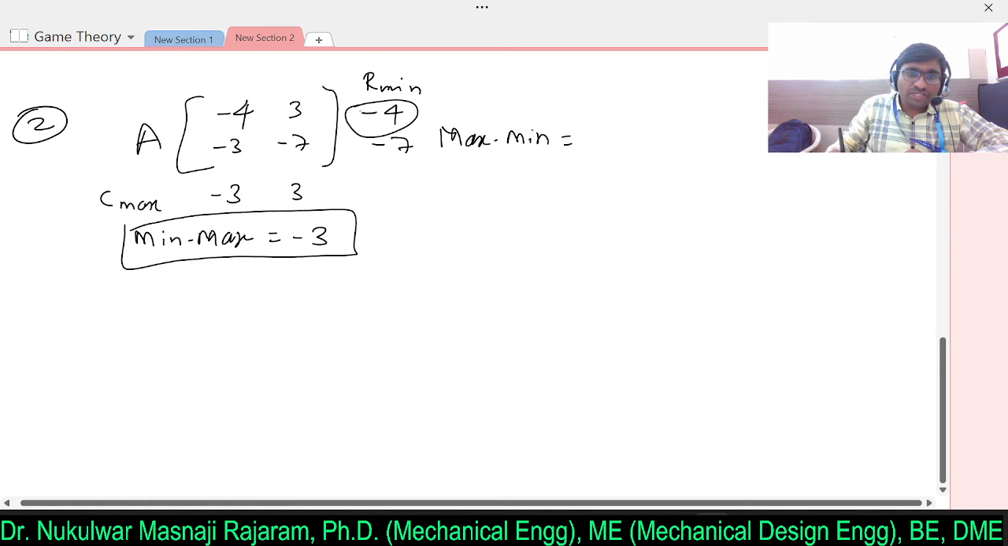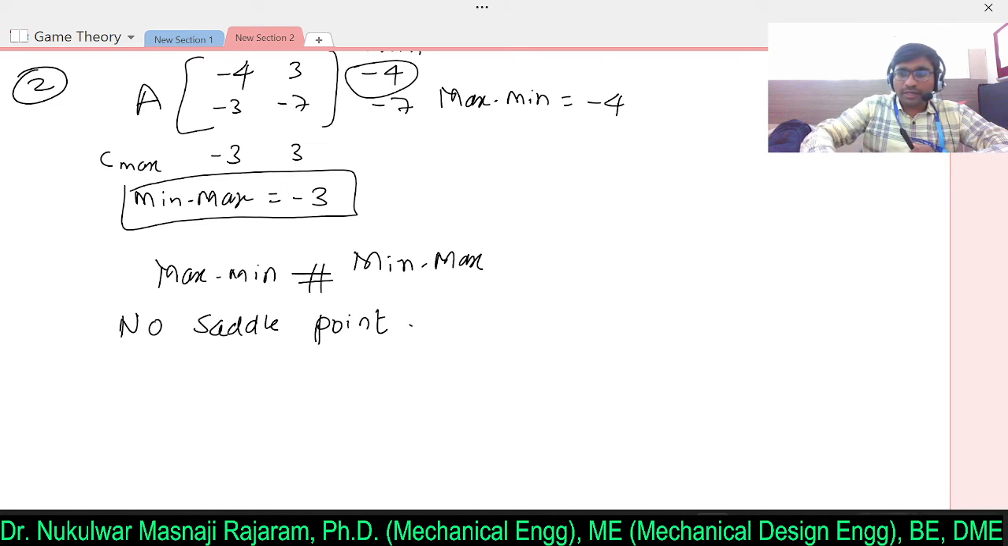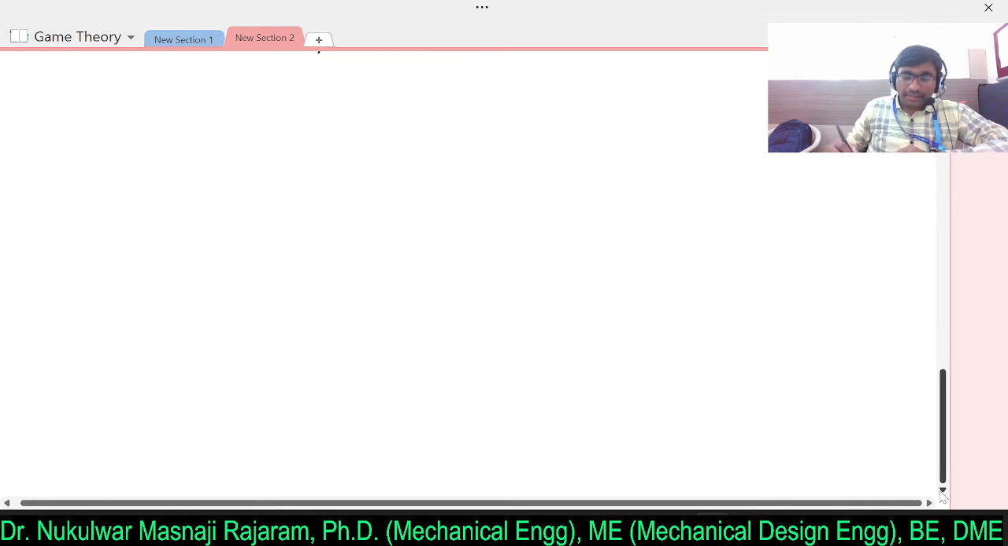the maximum value is -4. So here if you observe, max-min is not equal to min-max. So there is no saddle point. Clear? So in this case, you will not get any kind of saddle point. Definitely there will be a game value. We will see later on how to get the game value by different mixed strategy methods. Clear? Today we will see only whether the saddle point is there or not.